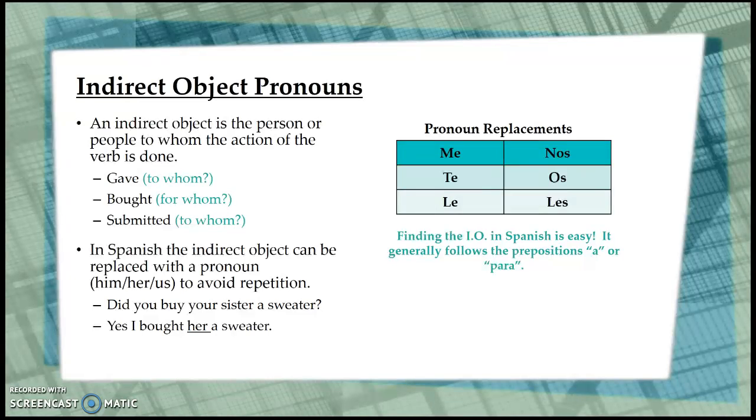Once we identify the indirect object, we go up to this chart and figure out where it would fall. For your sister, it would be in the third person singular, or le, and so le would be the pronoun we would replace your sister with.